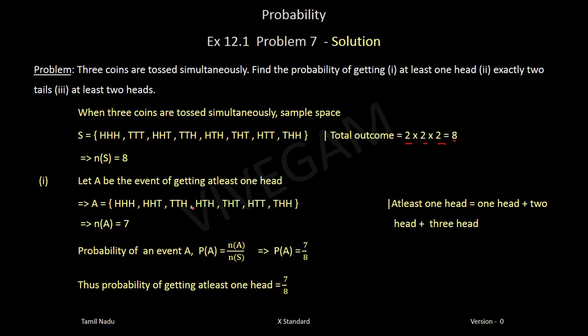1, 2, 3, 4, 5, 6, 7 outcomes are there which are favorable to event A, right? So what is the probability of event A? It is N of A divided by N of S. So that is 7 divided by 8. Okay. Next, at exactly 2 tails.